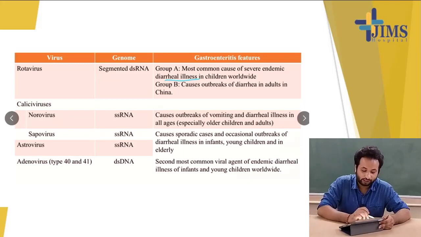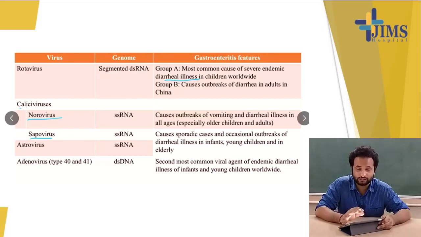Okay, then we come to Calicivirus. Don't confuse it with Game of Thrones. There are two medically important viruses within this, which are Norovirus and Sapovirus. Both of them are single-stranded RNA viruses. Norovirus causes outbreaks of vomiting and diarrheal illness in all ages, especially older children and adults. And Sapovirus causes sporadic cases and occasional outbreaks of diarrheal illness in elderly patients and also young children.